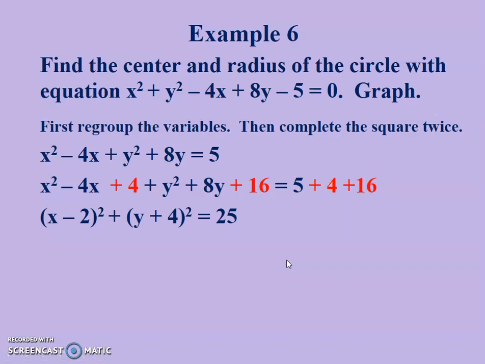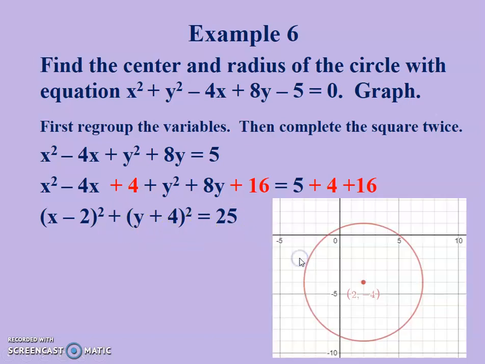You now have this in standard form, which means you can find the center very easily, which is (2, -4), and the radius is 5. So you would go to (2, -4) on the graph. You would go up 5, down 5, right 5, and left 5, and then you'll connect your dots.